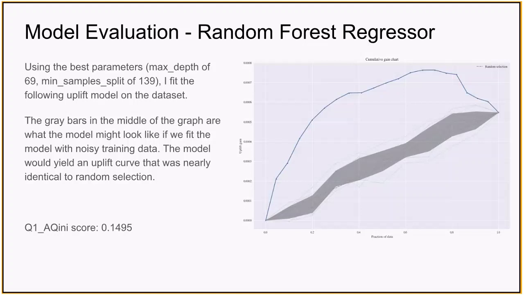I wanted to include in the gains chart what the model would look like if we fit the model with noisy training data. And so you can see that it really doesn't perform much better than random selection with that noisy data. And our final model yielded a Q1 score of 0.1495.